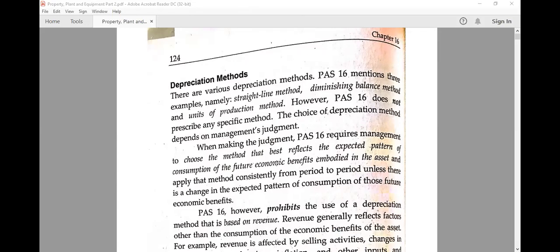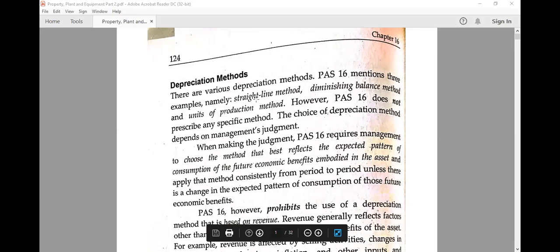And whatever that method is, such should be applied in a consistent manner. And of course, it can be changed accordingly depending on the case. Changes of depreciation methods will be discussed shortly. So for the common examples of the depreciation methods, we have straight line, diminishing balance, and units of production. And basically, these are also the representatives of our major classifications of depreciation methods.